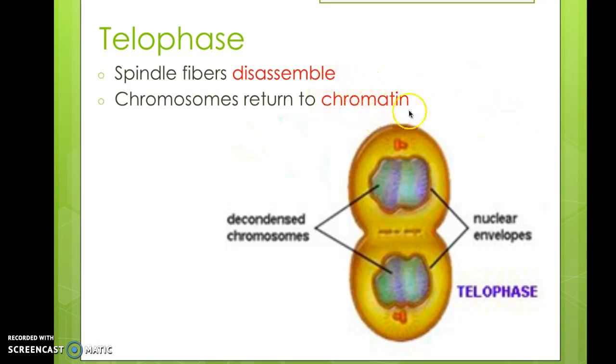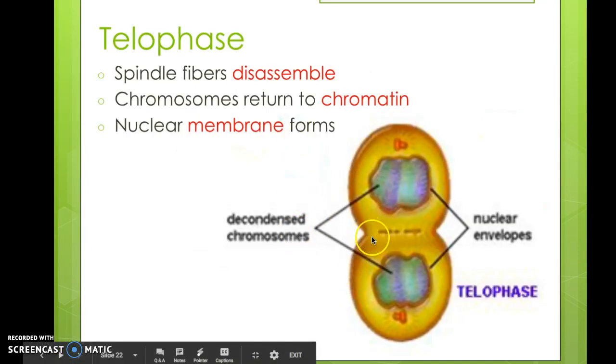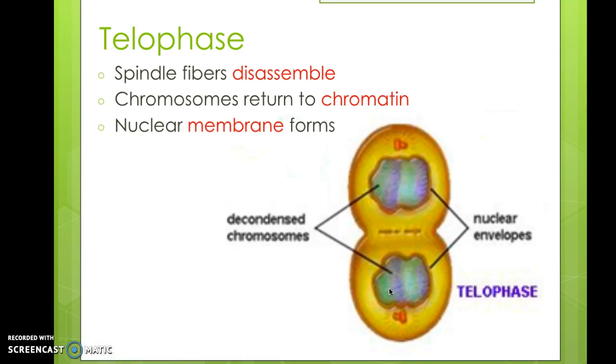So remember that messy, tangled up yarn looking stuff, because it's kind of relaxing. It doesn't need to move, so it can just take up all the space it needs. The nuclear membrane is going to reform to protect that DNA. And so that's what it's showing here. It kind of looks like a butt or a Mr. Peanut. You are breaking apart those cells.